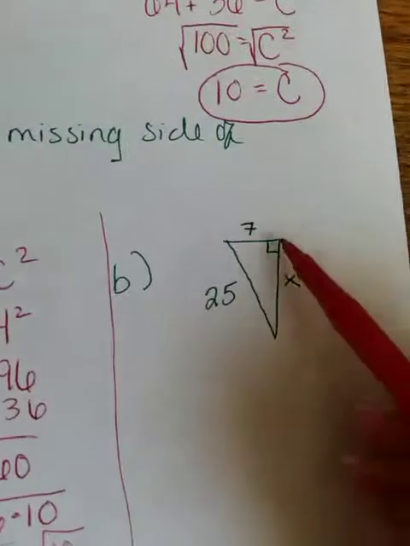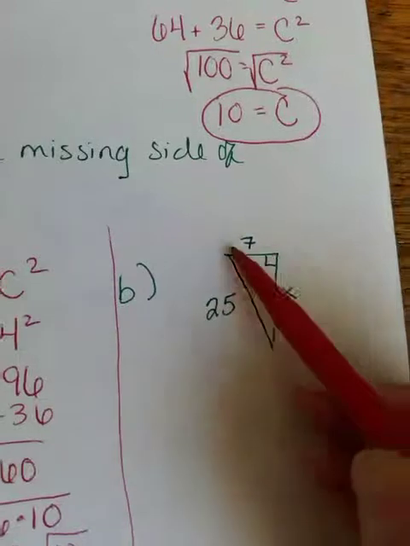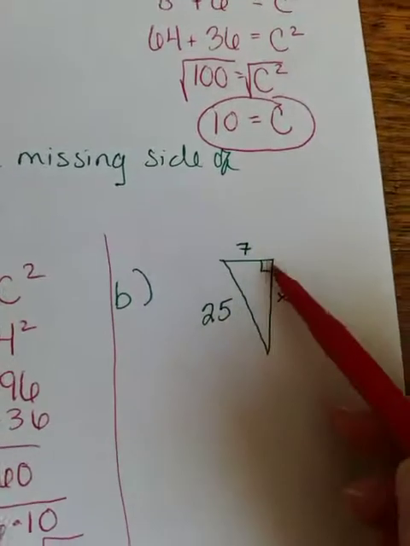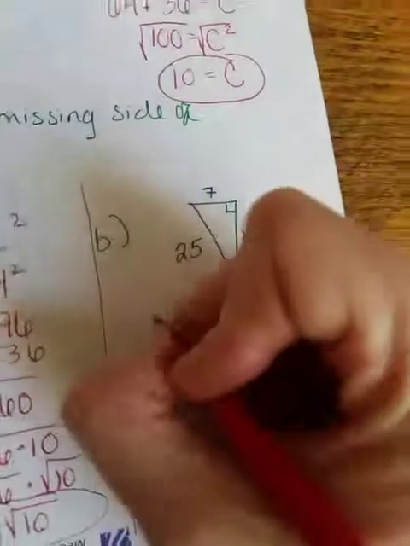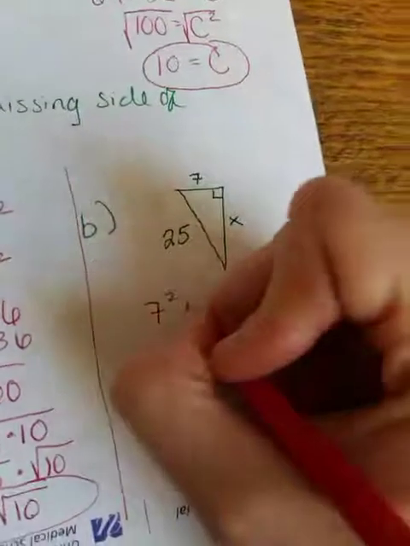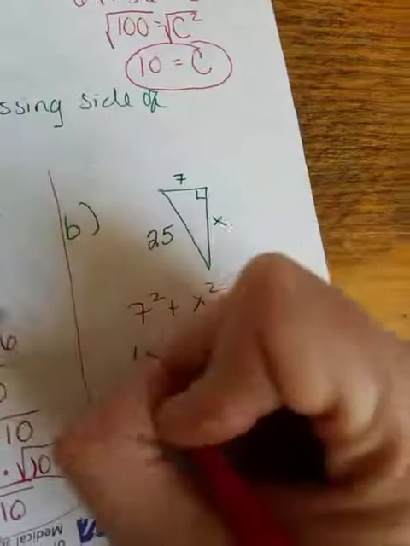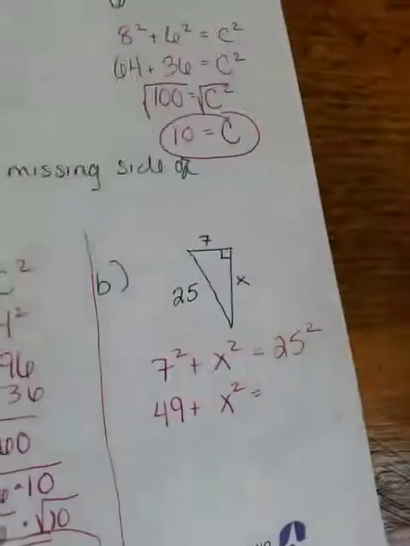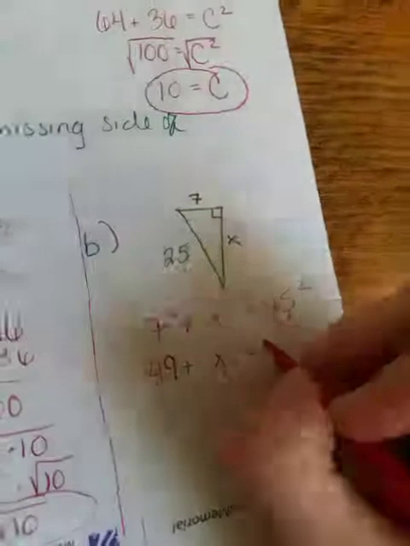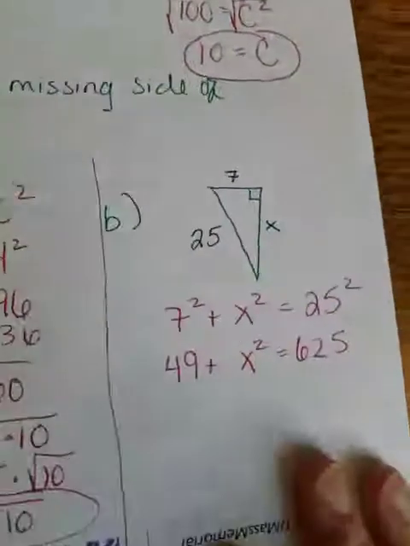B, this looks kind of weird, but it's still a right triangle. Your hypotenuse is 25 and your two legs are 7 and x. I know that 25 is the hypotenuse because it's across from the 90-degree angle. So I have 7 squared plus x squared equals 25 squared. 7 squared is 49 plus x squared, again using your calculator or the perfect square cheat sheet. I don't even actually know if 25 was on there, but 25 squared is 625, 25 times 25.